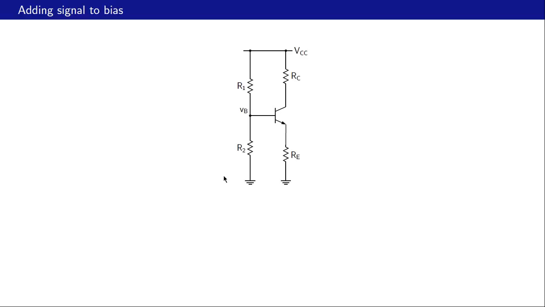Okay, we have now found a reasonably good biasing scheme which is insensitive to the transistor beta value. And now the next challenge is to add the signal to the bias. So here in this circuit there is no signal anywhere, there are only DC quantities or bias quantities. Now to that we want to add the signal. If we cannot add the signal, of course the whole amplifier is useless, because then it will not be amplified.